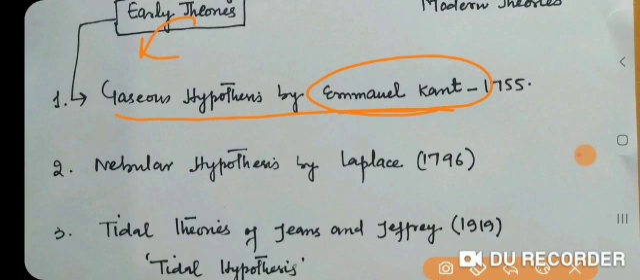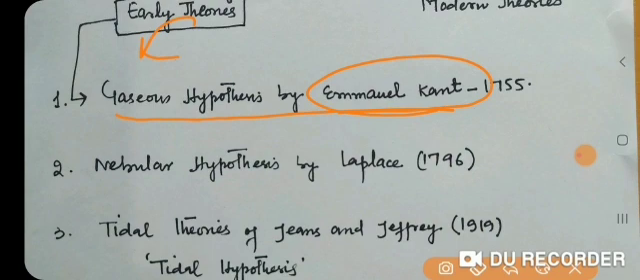This resulted in the formation of our solar system and the formation of planet Earth. So according to the gaseous hypothesis, remember that some particles were supernaturally formed and collided with each other, and they started rotating and resulted in the formation of our solar system.